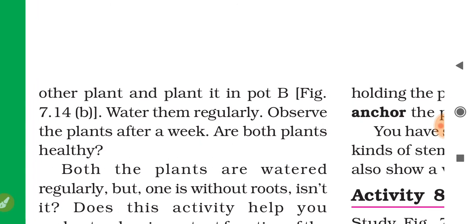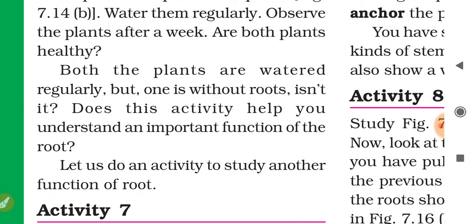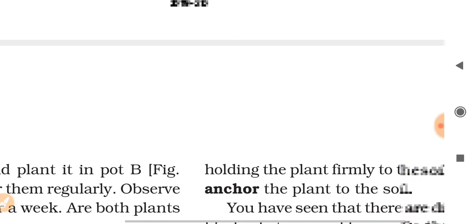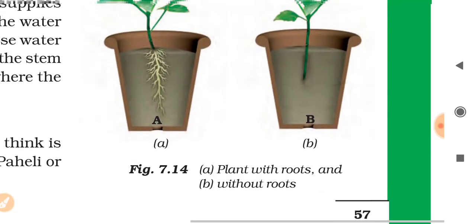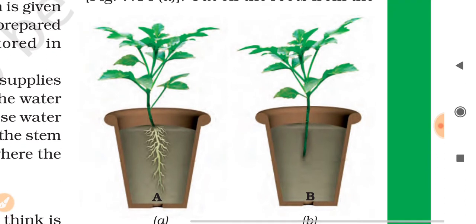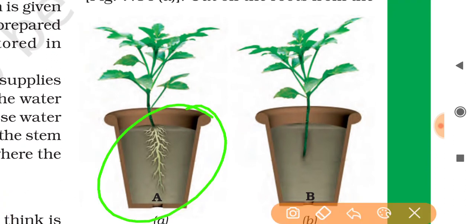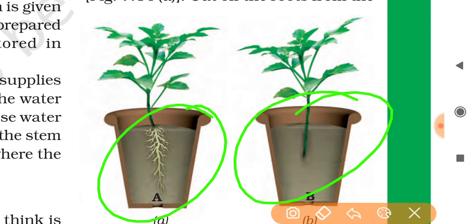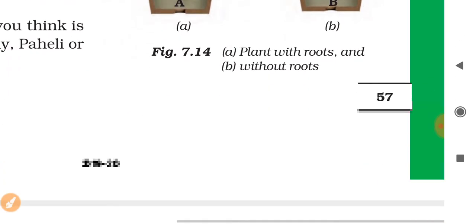Water them regularly. Observe the plants after a week. Are both plants healthy? Both the plants are watered regularly, but one is without roots, isn't it? Okay. Does this activity help you understand an important function of the root? So you can understand now, if you do this activity, and you can easily understand because you have read many times that root supplies water to the plant. So here is no water supply to this plant and it will ultimately die after some time.